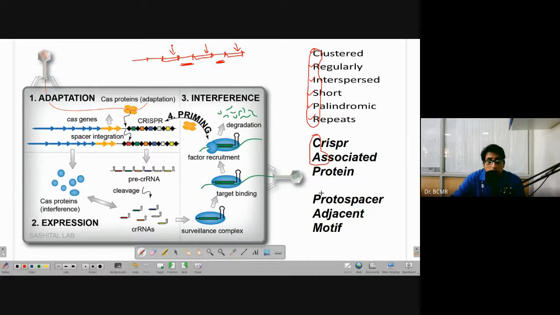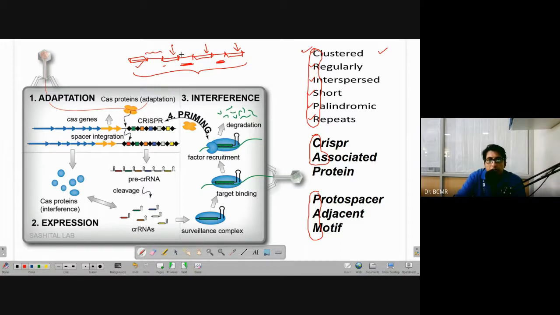And then there is also one more sequence called the PAM sequence, protospacer adjacent motif. Instead of trying to mug up everything just as it is, if we can associate what these terms mean, then it's easier to remember. Clustered, you will find many of these repeats, and they're all present in one place. So it is clustered and regularly interspersed.